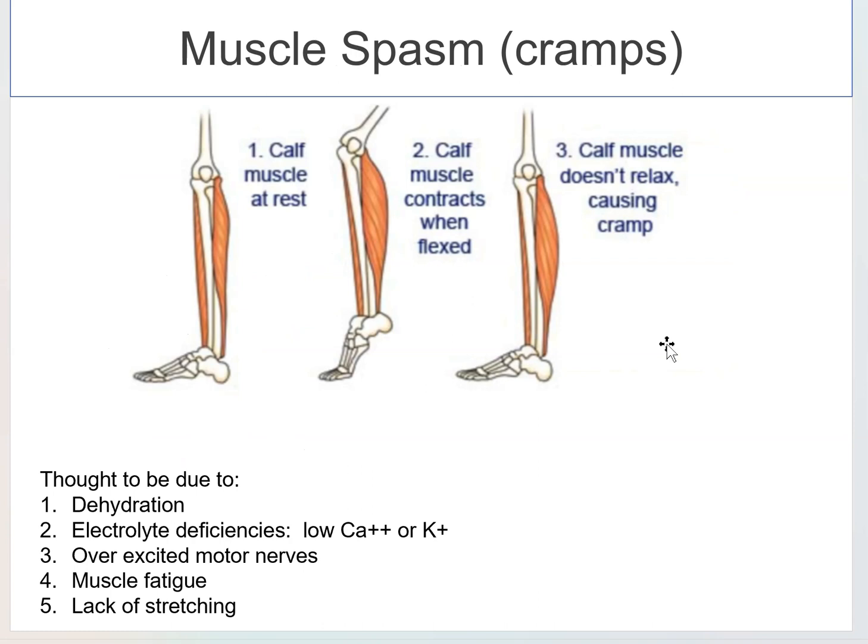And the last thing, this was in your case study in your lab manual, we can have spasms and cramps. There's lots of reasons why we can get these. Usually dehydration can do it, electrolyte deficiencies, if your nerves are too excited, fatigue does it, and lack of stretching. I think we talked about this briefly already, but I just wanted to throw it in here at the end of the clinical application, because these spasms and cramps can really, really hurt. So make sure you get enough water, your electrolytes, and stretch really well as well. So that concludes our clinical applications lecture.